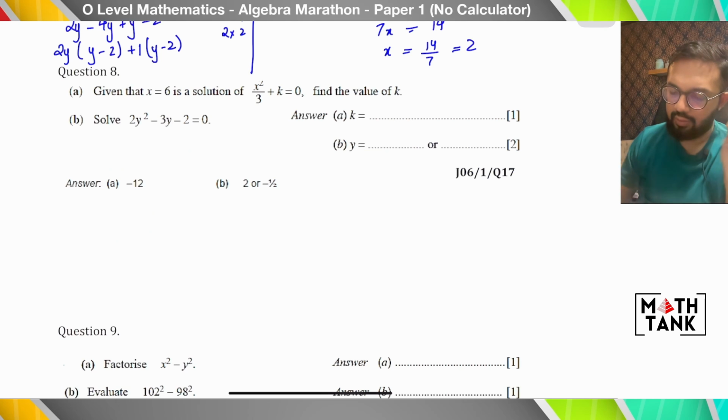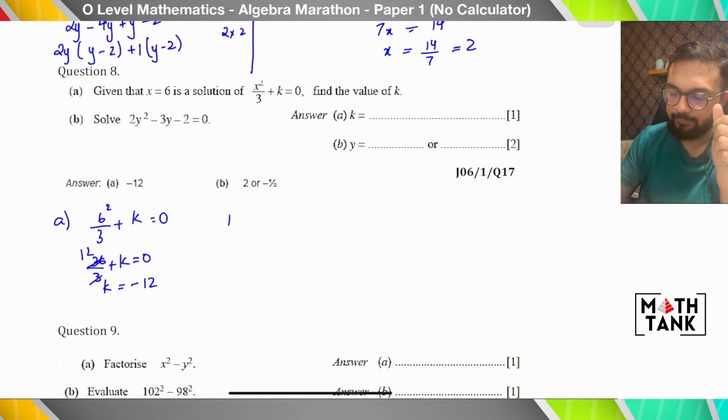Okay, question number 8 says given that x equals to 6 is a solution, so whenever you have a solution, what you can simply do is plug in the number instead of x and find out the solution. So that's what I'm doing in the first part. I've written 6 squared over 3, so that's 36 over 3 plus k equals to 0, k equals to minus 12.